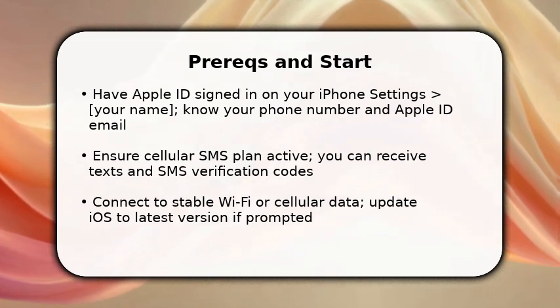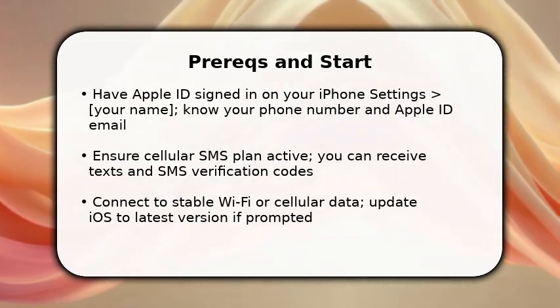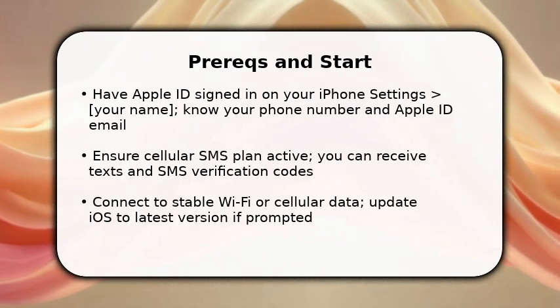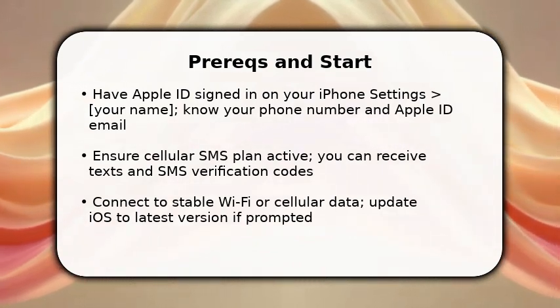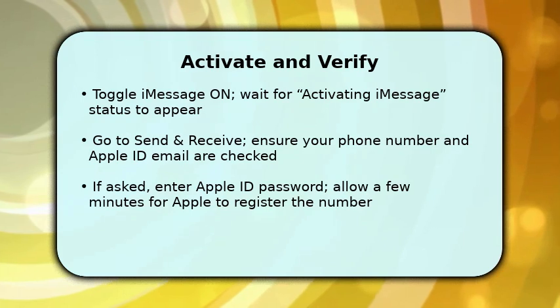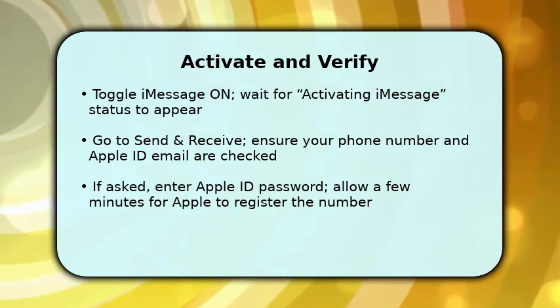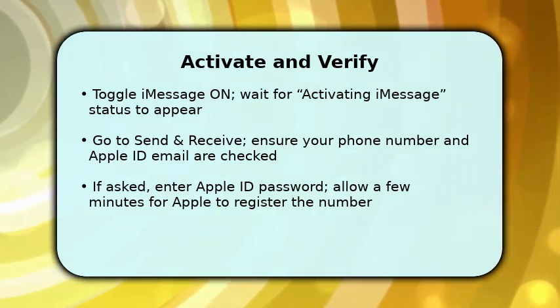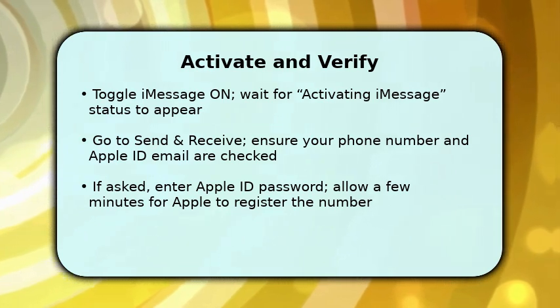Now open Settings, tap Messages, and toggle iMessage on. That initiates Apple's activation sequence and prepares your number for registration. Once iMessage toggles on, watch for the status that says Activating iMessage. This tells you Apple is attempting to register your number.